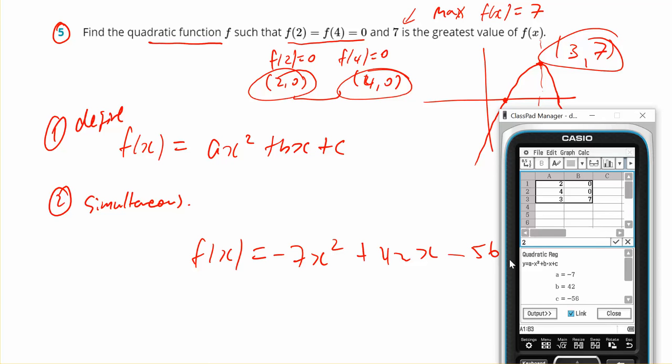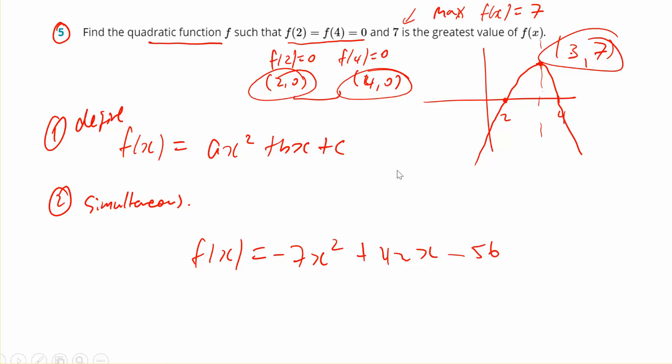And you see, in this case, the quadratic model spits out nice whole numbers or numbers that have terminating decimals. If they don't, then that method's not good for you. You have to do it the long way, which is what I've done. But both ways are fine. So hopefully that gives you an idea of how to approach a question like this on the CAS calculator.